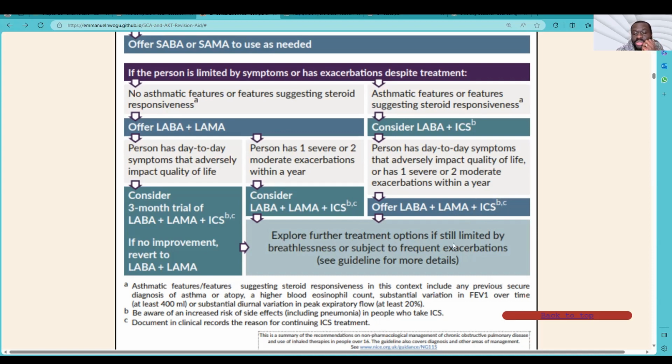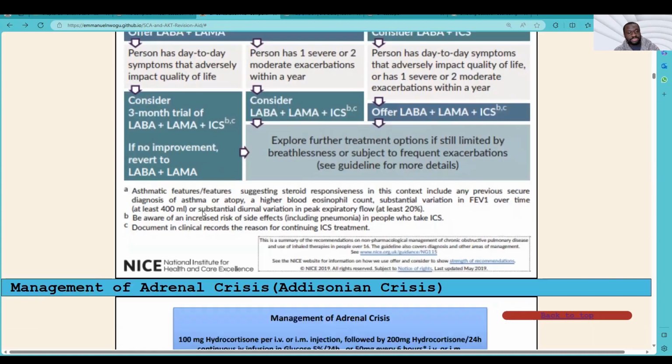Explore further treatment options if still limited by breathlessness or subject to frequent exacerbations. See guidelines for more details. So if the person is having one severe or two moderate exacerbations within a year, you need to be thinking of optimizing their treatment.